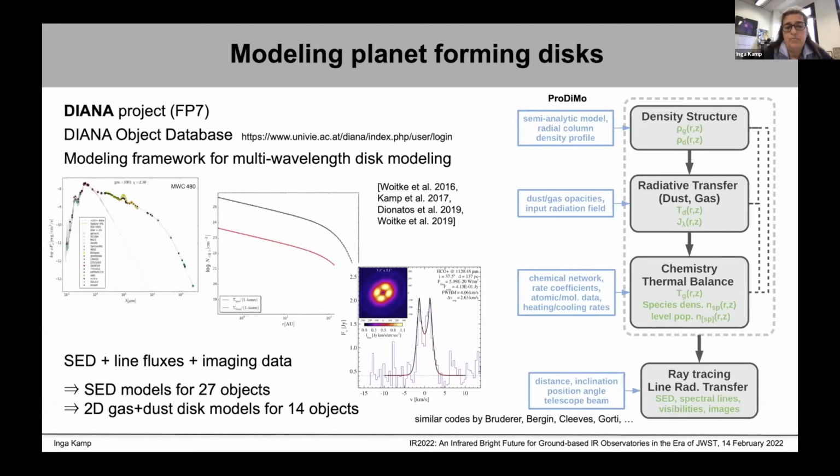If you want to know which objects these are, I would advise you to have a look at the DIANA database, which contains all these objects observationally, but also from the modeling side. And I want to make clear that it's not only one model that can do this. There are several codes out there that work in the same way, codes by Simon Bruderer, Ted Bergin, Ilse Cleeves, Uma Gorti. All these codes try to come up with a coherent picture of what gas and dust are doing in order to interpret a multitude of observations.